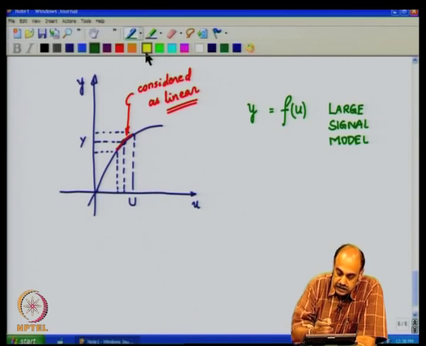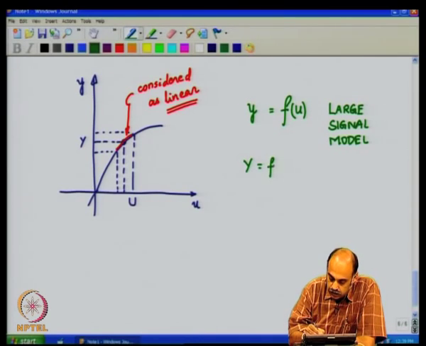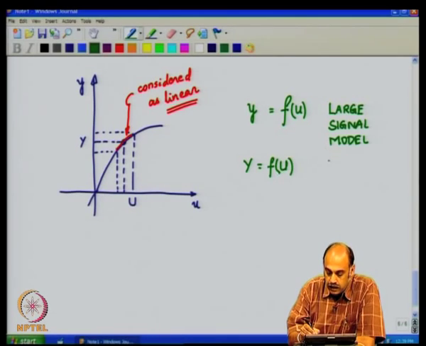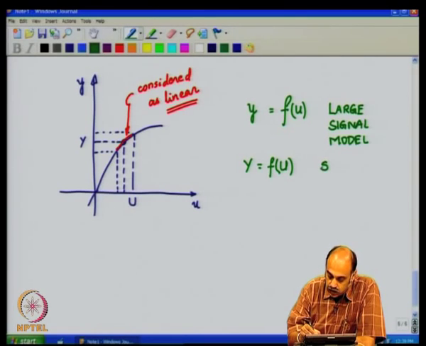Now, for the specific case of the input, uppercase U at the operating point, you get a response output which is uppercase Y, and that is called the model for that specific operating point, which is in the equilibrium state, and this is called the steady state model.